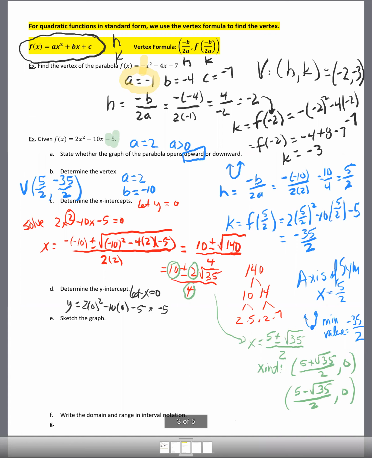So if we go back and want to write up our y-intercept, sorry about that, our y-intercept is actually going to be (0, -5). Now that one you probably can read on your calculator pretty well.